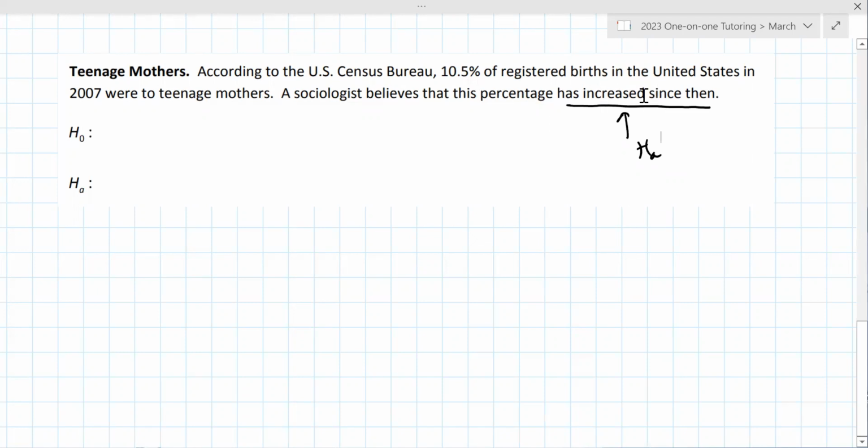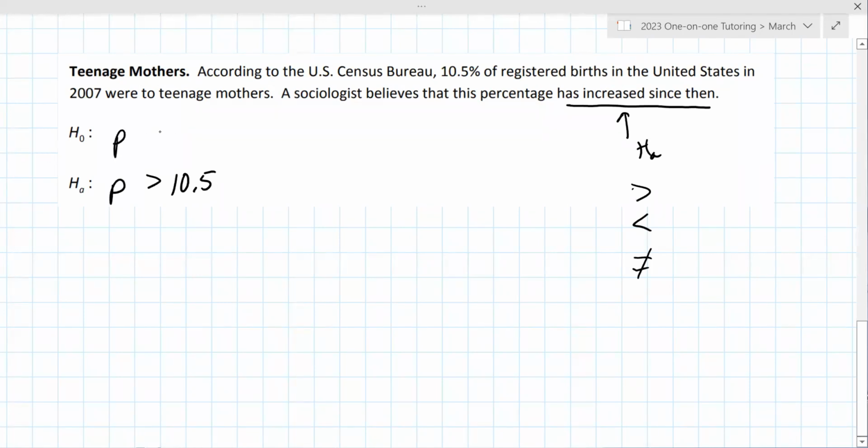If it's increased, which math symbol are we using? Greater than? Yeah. So it's something greater than what? Now, we know it's increased. We're trying to prove that it's bigger than this number, 10.5, right here. And we actually don't know if it's a proportion or not, so I don't want to get hung up on that, but let's just use P.